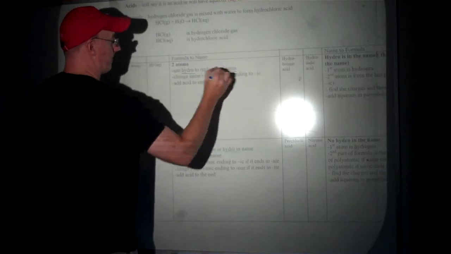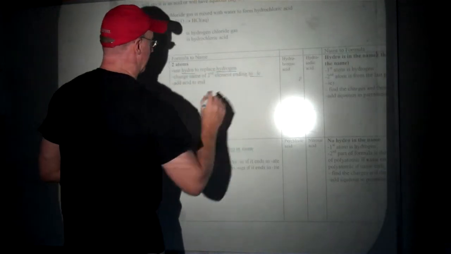So if there's 2 atoms, 2 elements, instead of hydrogen, you use hydro. And the second element goes to IC. And so instead of saying hydrogen chloride, the first part's going to go to hydro. I don't have a ton of room here, so I'll just do it on 2 lines. And instead of chlorine or chloride, we're going to go to hydrochloric acid. We used that several times last year. We'll use it several times this year. You should be familiar with that. HF, hydrofluoric. Okay, so pretty straightforward there.